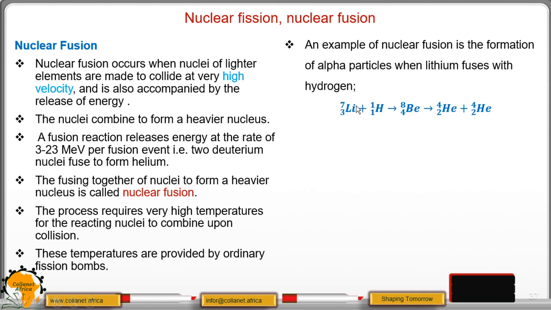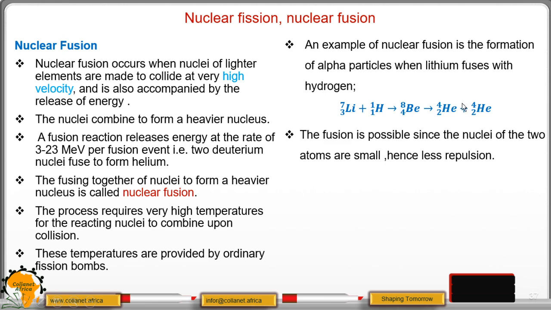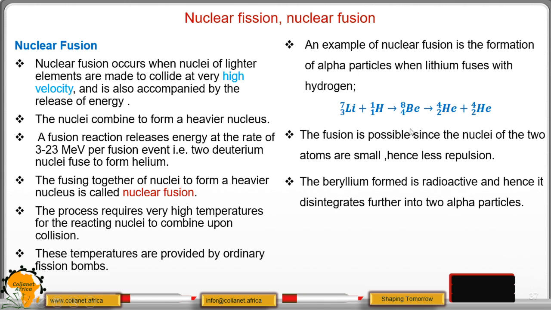You can check whether the equation is balanced. We have 7 + 1, you get 8. Then we have 3 + 1, you get 4. So at this point, in the formation of beryllium, the equation is balanced. Then we have said that this beryllium, which is radioactive, disintegrates to form two alpha particles. Again, we have 8 on this side. On the other side we have 4 + 4, which gives 8. And on the lower part we have 2 + 2 to give us 4. So again, our equation is balanced.